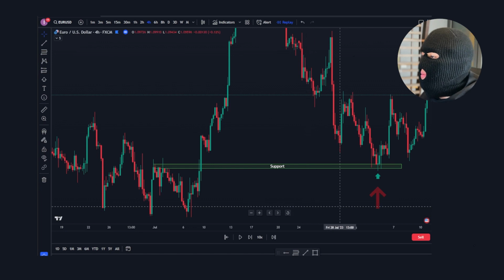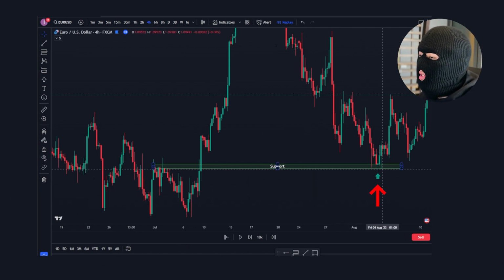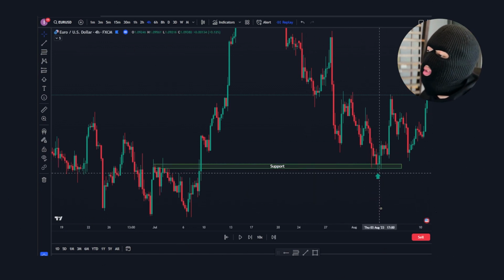This candlestick pattern is especially strong when used together with a support or resistance level, as it acts as a confluence for you to look for trades.